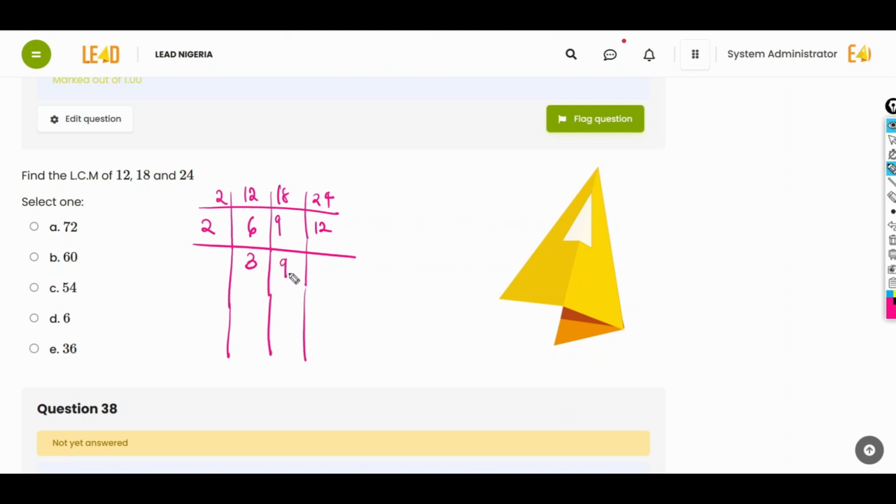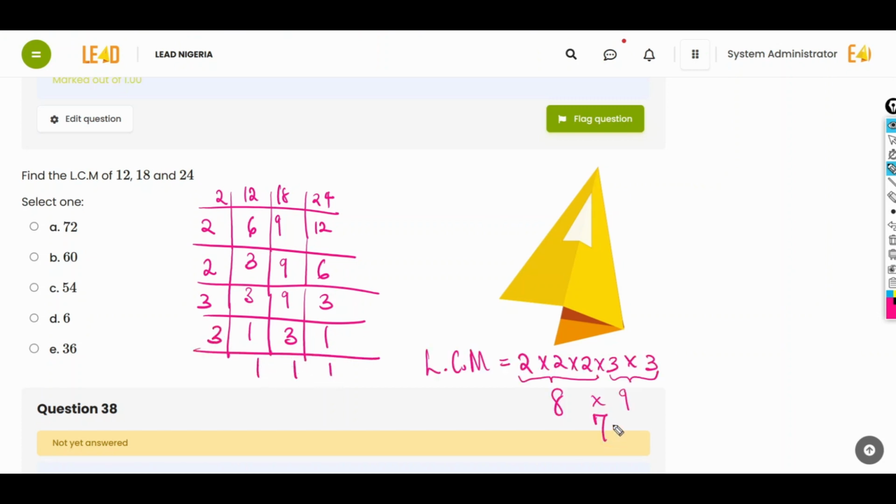3, 9, 6. Our LCM, we have 3 would be 9, 2 times 2 times 2 times 3 times 3. Now this would be 8, 1 for this 3 here, 1, and finally times 9, 1, 1, 1. All right, so we end up with 72. So the answer is 72. 72 is A.